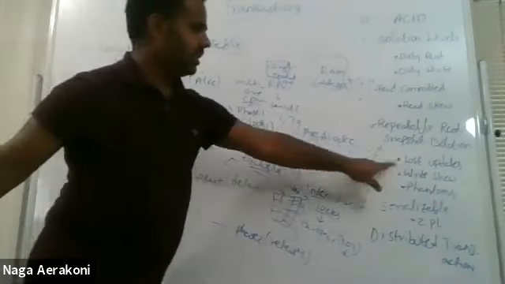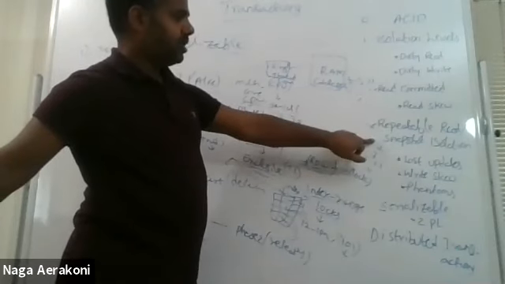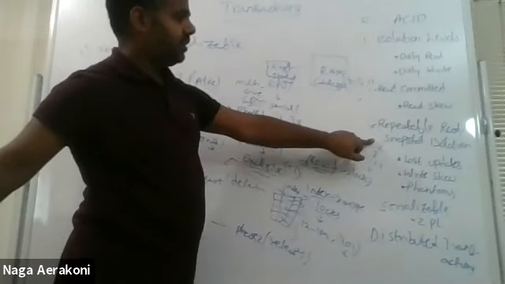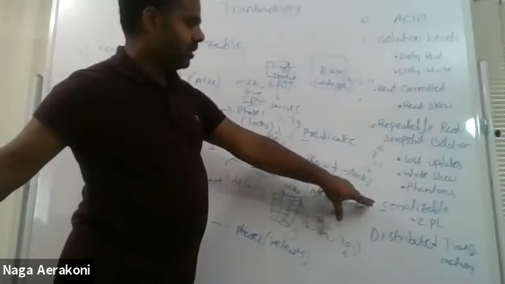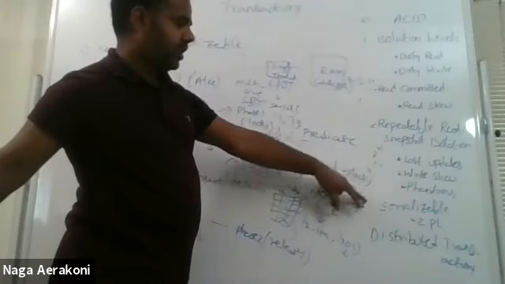Basically, all these three issues that I highlighted here can happen in repeatable read or snapshot isolation level by default, and in serializable, all of them are avoided.